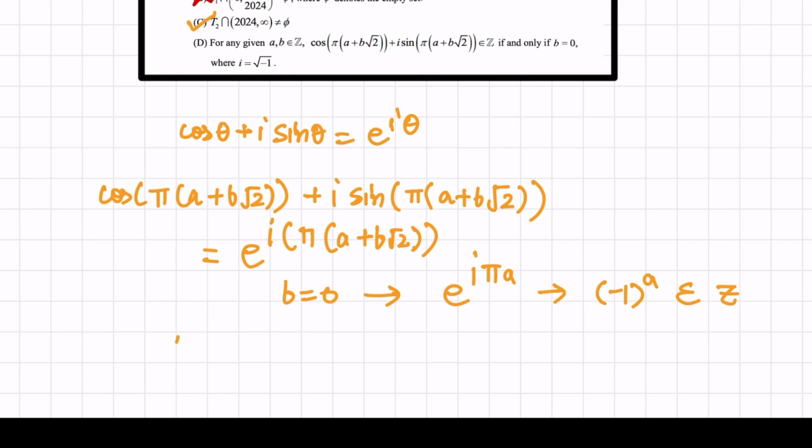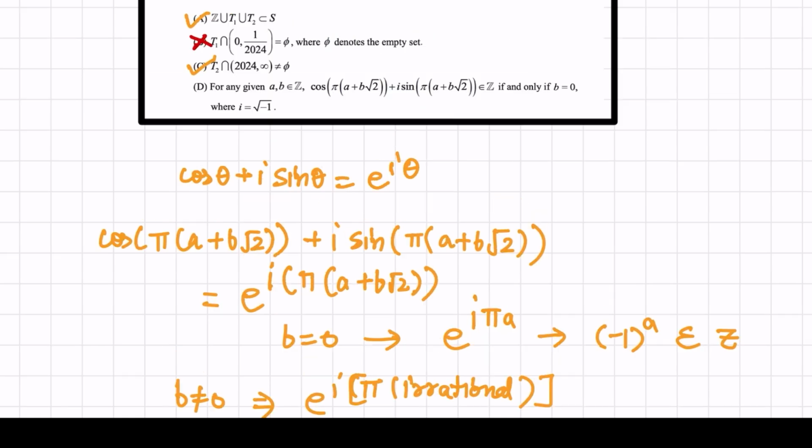So when b is not equal to 0, you're going to get some irrational number multiplied with pi, and we know the angle irrational multiple of pi is not plus or minus 1. So when b is not equal to 0, this is not going to be an integer value. So it's only true when b is equal to 0 that this expression is an integer value. So C option is correct.